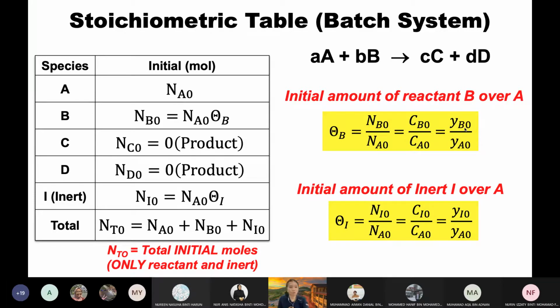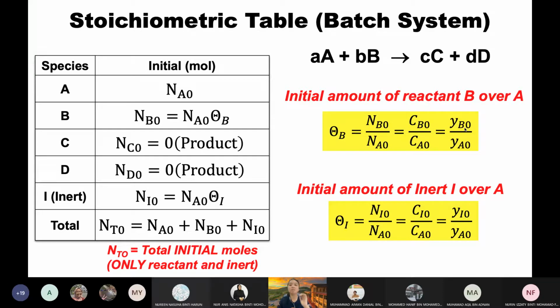So menggunakan mole percent ke mole fraction ke initial concentration ke initial number moles ke, asalkan dia adalah initial amount, kamu bahagi je dengan initial amount A, kamu akan dapat your theta B. Ataupun another example, katakan dia kata initially dia adalah equal molar of A and B.